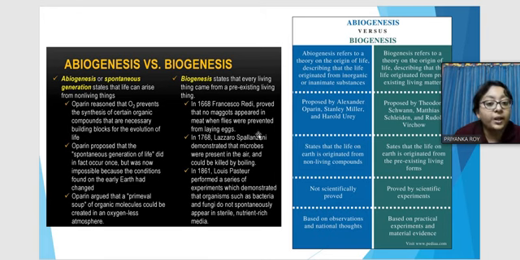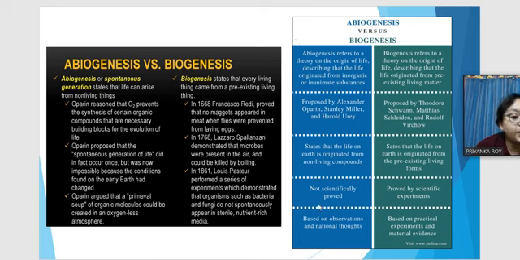Redi performed an experiment in which no maggots appeared in meat when flies were prevented from laying eggs. Spallanzani showed that microbes were present in the air and could be killed by boiling. Louis Pasteur performed experiments which showed that bacteria do not spontaneously appear in sterile nutrient-rich media. They have to appear by means of spores. So abiogenesis and biogenesis were proposed by different persons, and their concepts are very, very different. One states that life originated from non-living compounds, and the other states that life originated from pre-existing living forms.